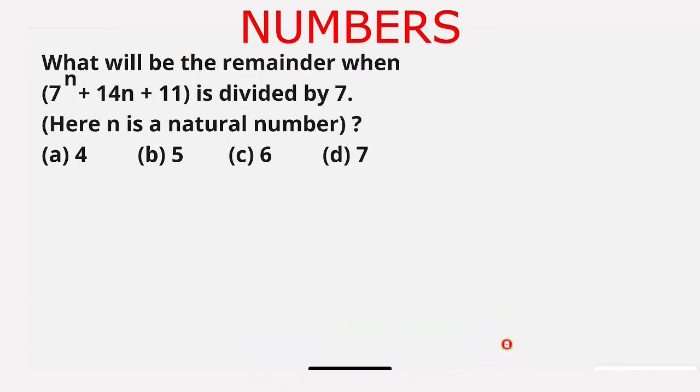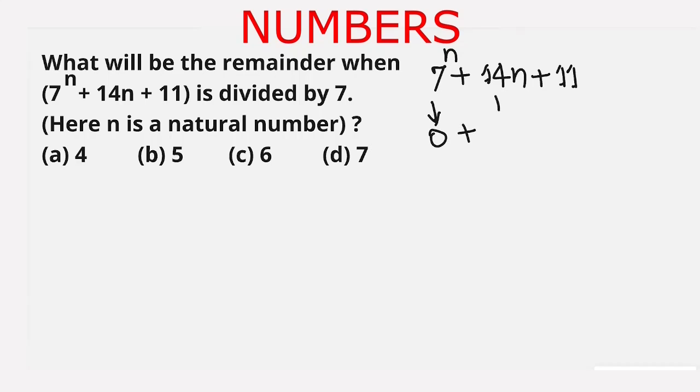Here the given number is 7 to the power n plus 14n plus 11. We know that any power of 7 is a multiple of 7 basically. So this number 7 to the power n is divisible by 7 and the remainder will be 0. Here the remainder is 0 plus 14n. As 14 is a multiple of 7, therefore 14n is also a multiple of 7. Hence the remainder here is also 0.